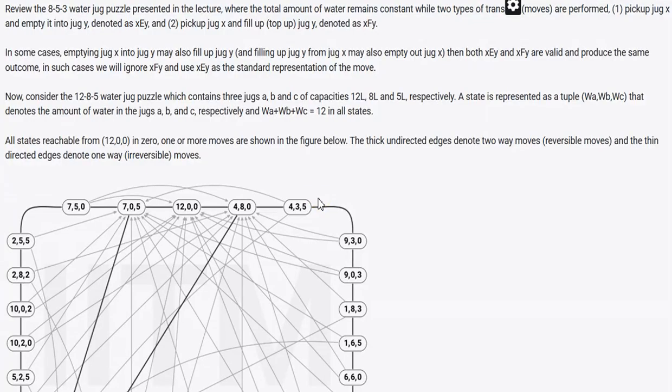So now we are going to discuss one problem where there is a water jug, and the capacities of the water jugs are 8 liter, 5 liter and 3 liter. So let me draw. Let's say there are 3 water jugs, one for 8 liter, then another is 5 liter, another is 3 liter.